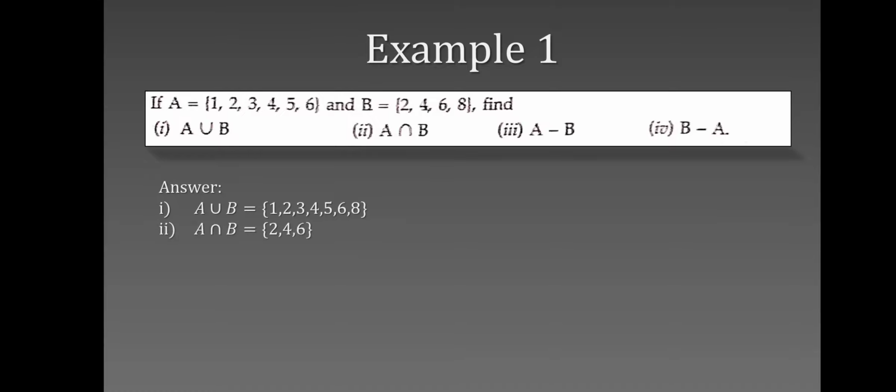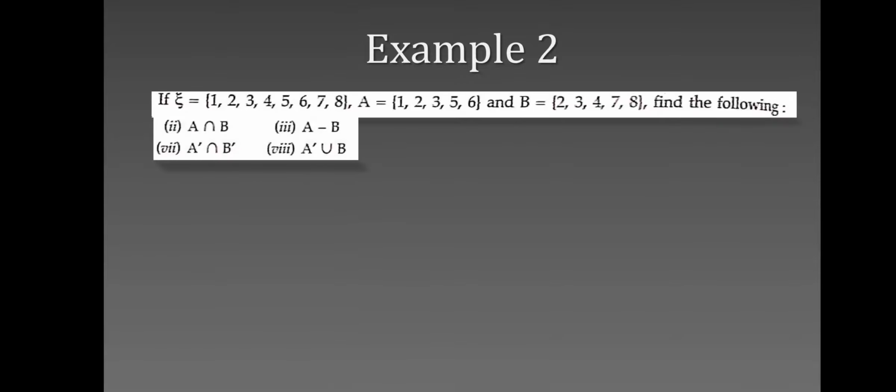Then A intersection B, obviously the common elements, and we can see 2, 4, 6 is common, so that is the answer. Then A minus B. A minus B means the elements which are only in A but not in B. So leaving the common elements out, we just think of all those elements which are only in A, and that is 1, 3, 5. Next, B minus A, again the elements which are present in B but not in A, and there is only one element, that is 8, and so that is the answer. Fine.